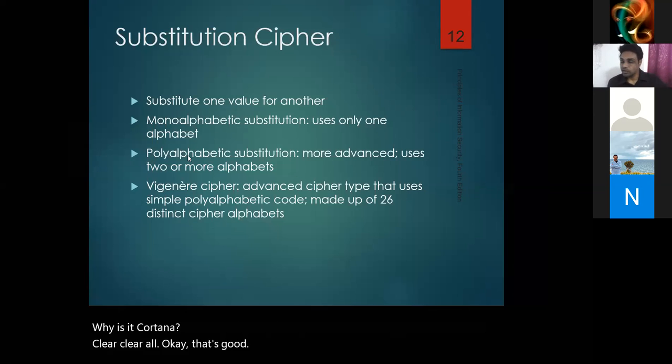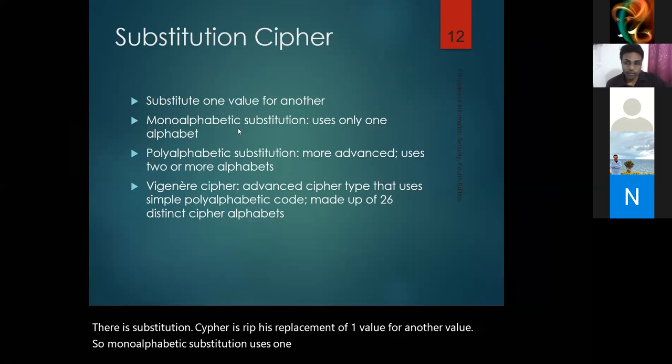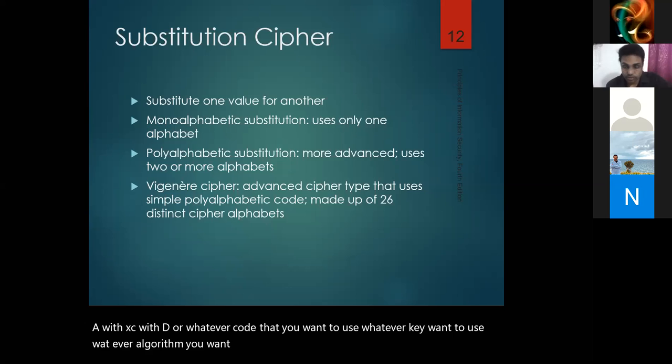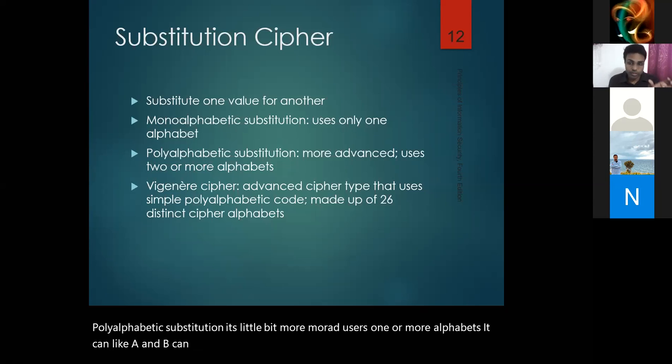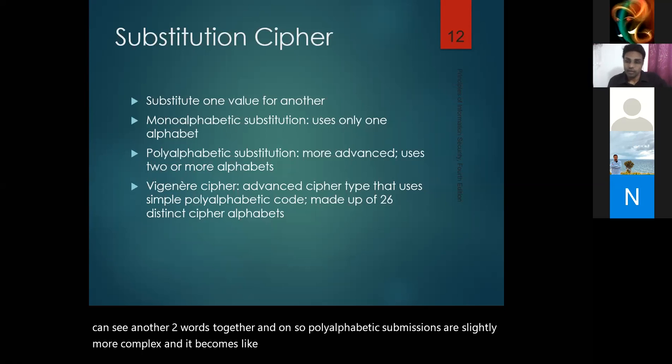The substitution cipher is a replacement of one value for another value. Monoalphabetic substitution uses one alphabet substitution, like you can replace A with X, C with D, or whatever code, key or algorithm you want to use. Polyalphabetic substitution is a little more complex, using more than one alphabet. Whenever you see A and B together, you can substitute another two letters together, and so on. So polyalphabetic substitutions are slightly more complex, and that much more difficult to decode.